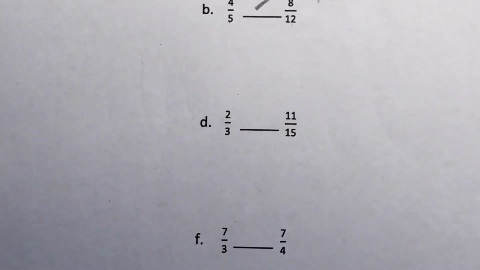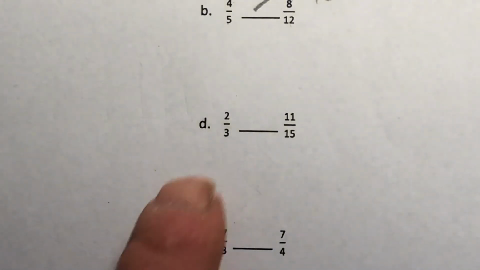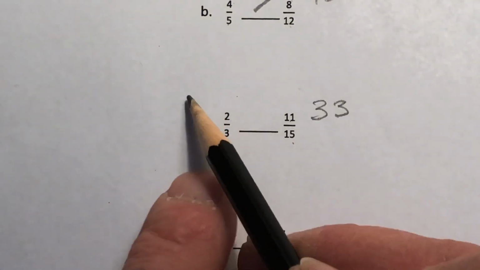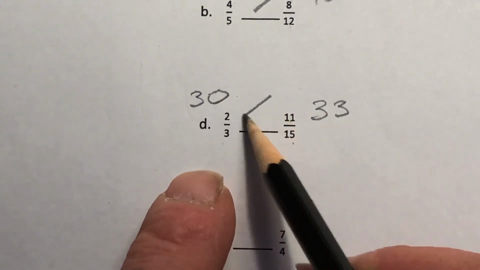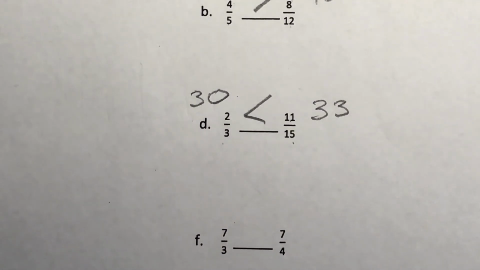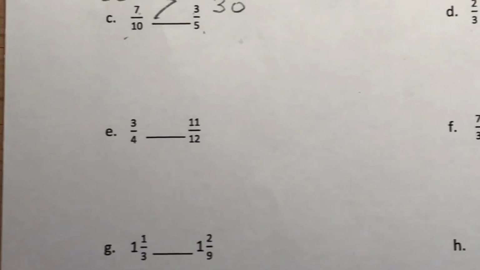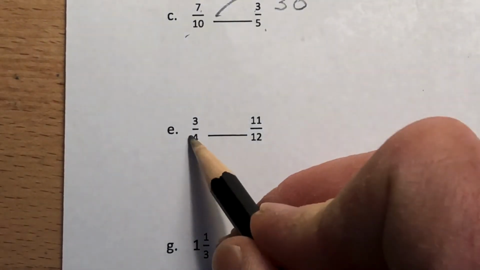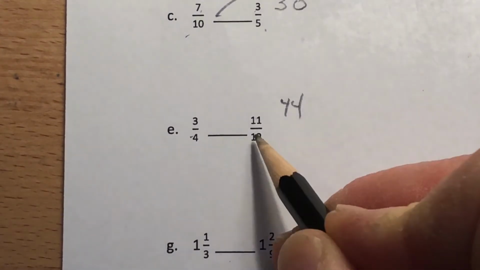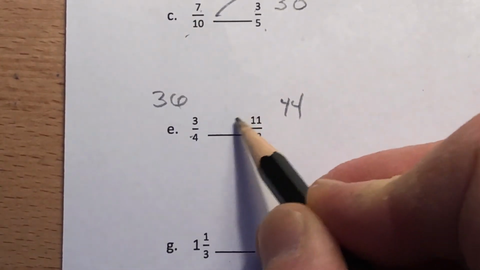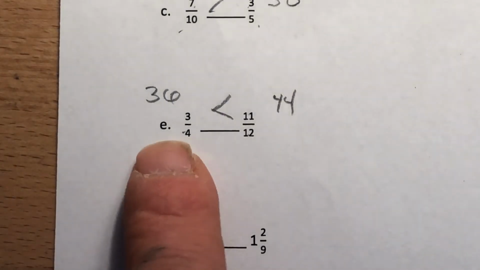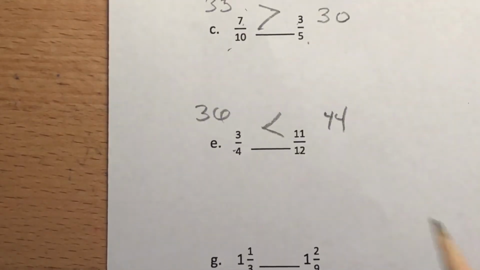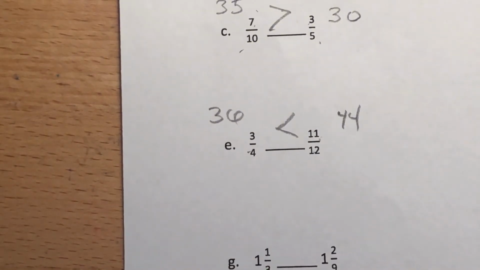How about this one? 2/3 and 11/15. Tough one. 3 times 11 is 33. 15 times 2 is 30. Well, that one's really close. 30 is less than 33. 3/4 and 11/12. All right, I know this one. 4 times 11 is 44. 12 times 3 is 36. 36 is less than 44, so 3/4 is less than 11/12. Plus, you look here, 11/12 is only missing one little small piece.